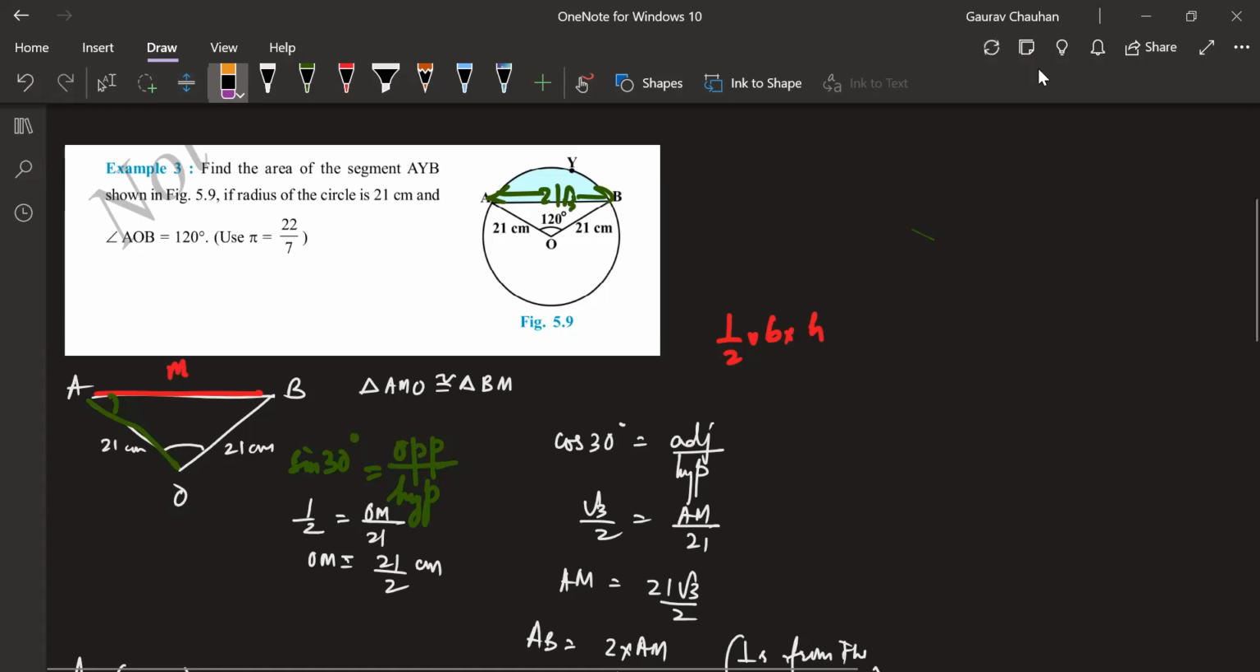I'll just recap Tulsi's method. So this congruency part is not needed actually. Thank you for bringing that up. So Tulsi's method is, this is already an isosceles triangle, 21, 21. So this is going to be 30 and 30, basically 180 minus 120 divided by 2. So Tulsi is saying, once you got this 30, why do you need congruency?